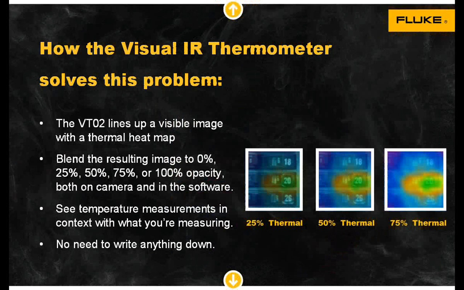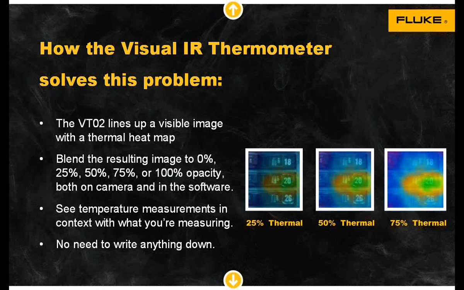How the visual IR thermometer solves this problem. The VTO2 lines up a visible image with a thermal heat map. By using both a heat map and a visual camera, which are lined up and overlaid, both the component's temperature and its tag, in this case number 20, are clearly displayed.